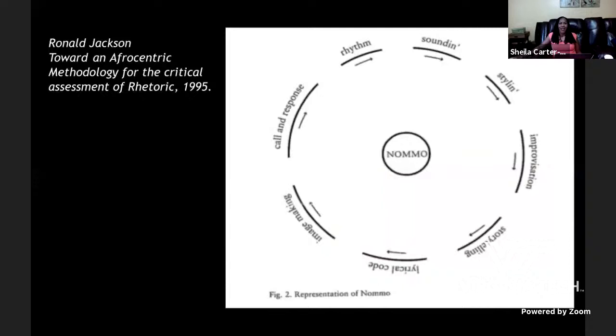Ronald Jackson, in his 1995 book, Towards an African Methodology for a Critical Assessment of Rhetoric, provides another possible model for teaching rhetorical analysis in a writing classroom, moving away from the rhetorical triangle and instead centering on the word, nommo. His analytical approach employs components of African-American rhetorical tradition that constellate around the word. Jackson states that all activity of men and all movements in nature rest on the word.